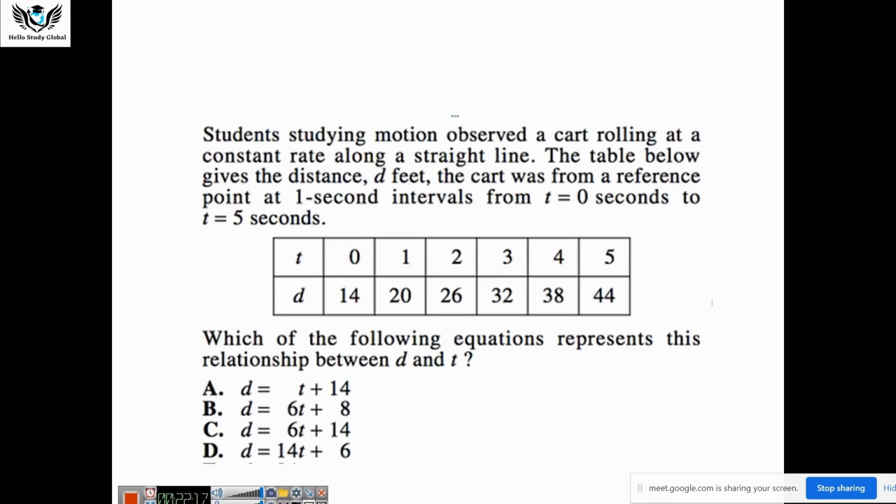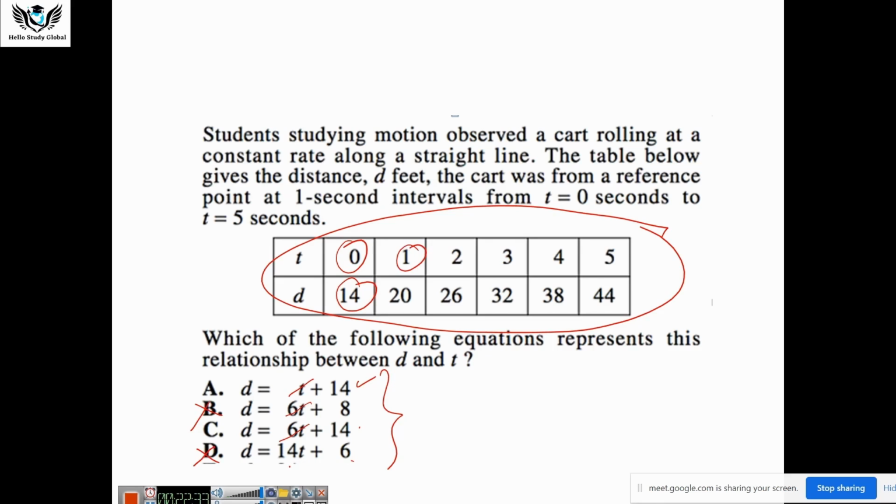Okay, here also we simply had to find out which graph this chart corresponds to, right? So at 0 it should be 14, so you put 0 you're getting 14, you put 0 you're getting 8, no. You put 0 you're getting 14, you put 0 you're getting 6, no. At 1 you should get 20, so at 1 you're getting 15, no. So C is what you're left with, is the correct answer.